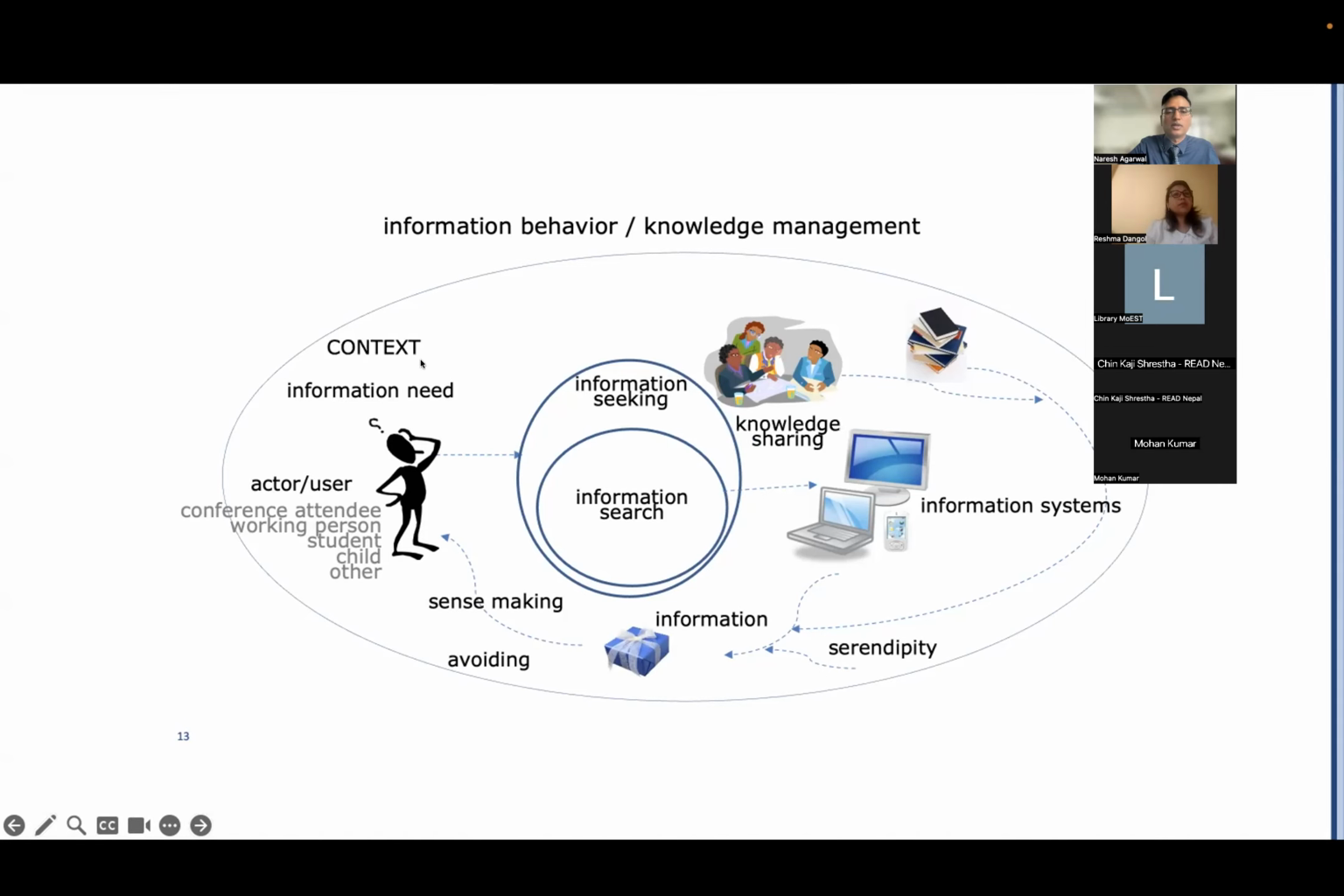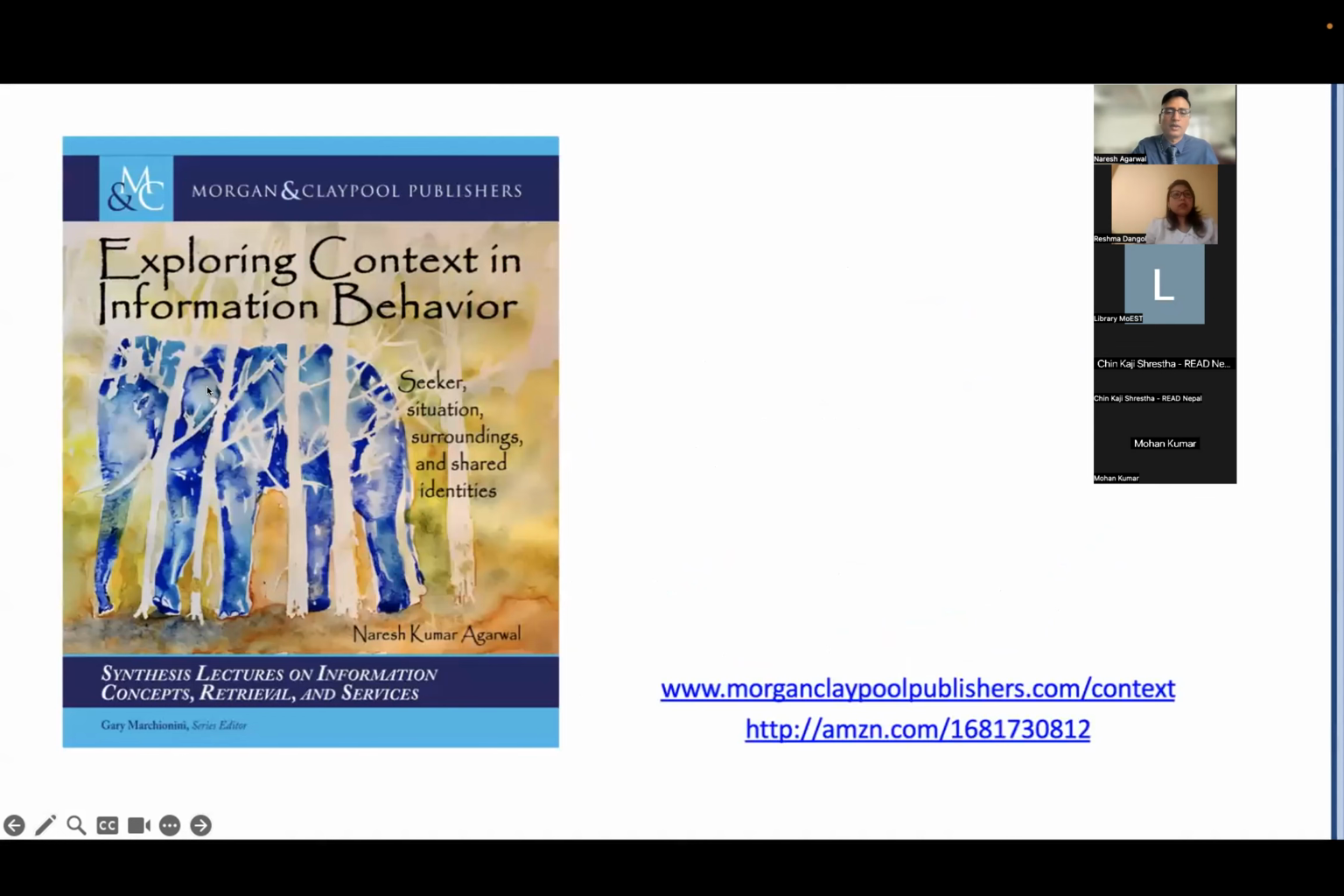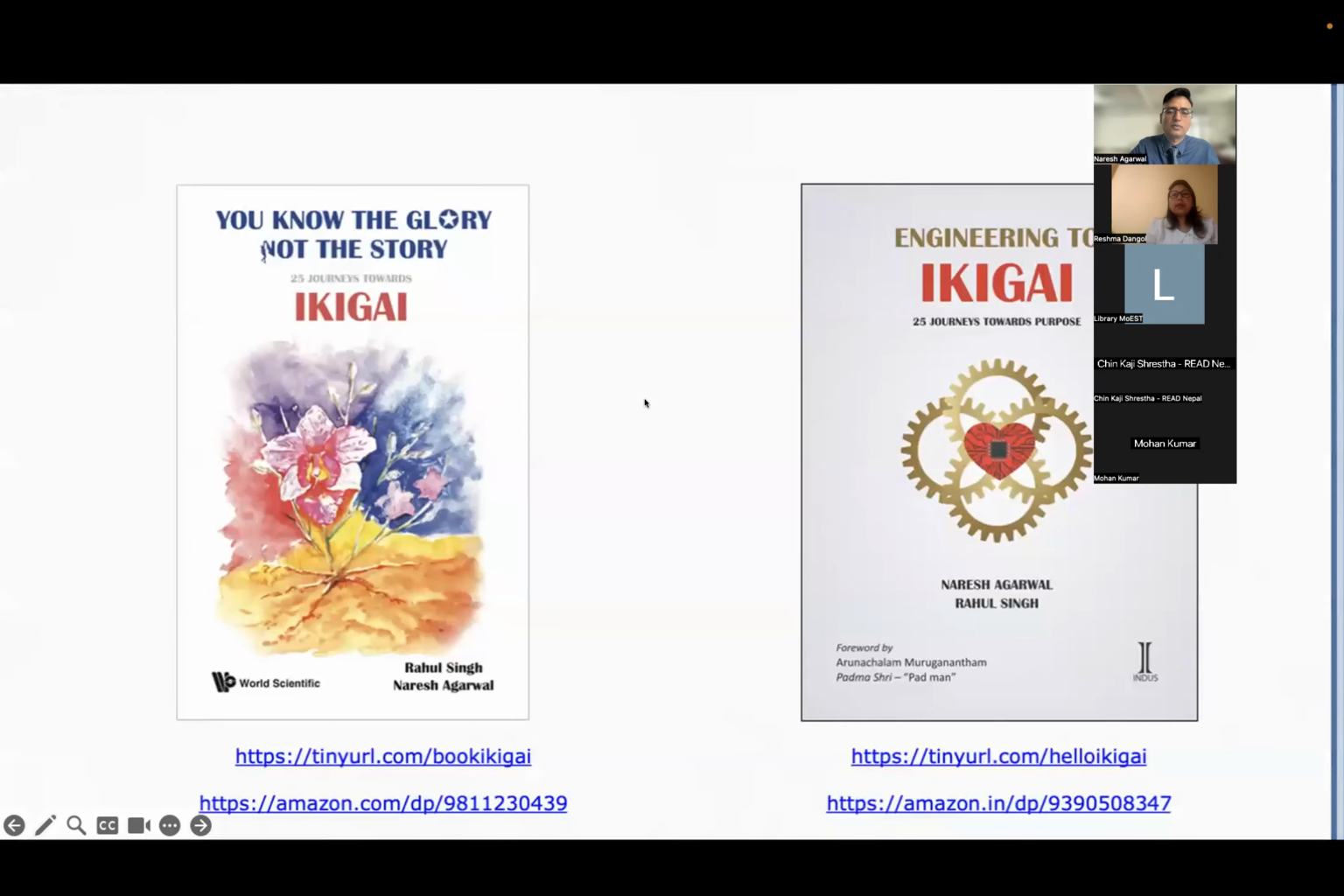And the whole thing can be seen as a part of the user's context. So I also wrote a book on context in 2018, trying to understand what context is in information behavior. In 2021, I wrote a book which came out in South Asia as Engineering to Ikigai, and worldwide as You Know the Glory, Not the Story. It's a story of 25 people who went from India to Singapore on scholarship, and how they went on to find the Ikigai, or the reason for being in their lives.